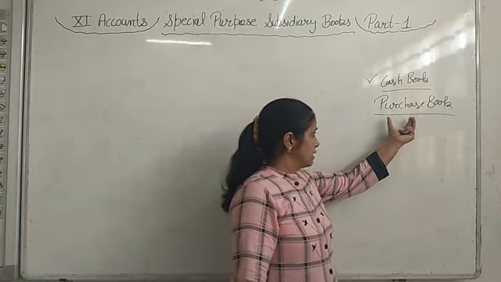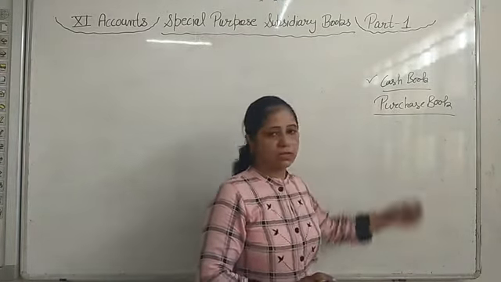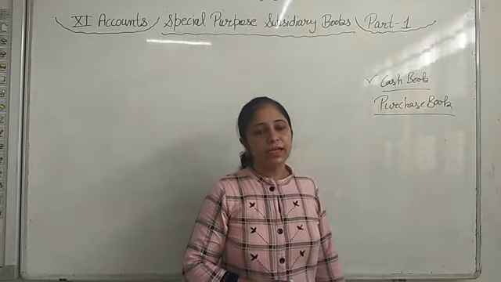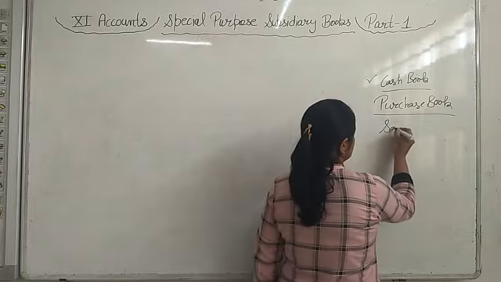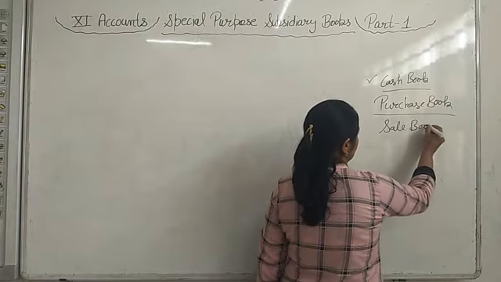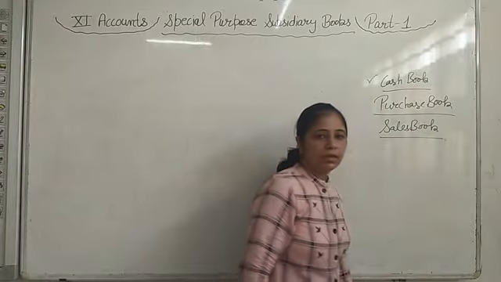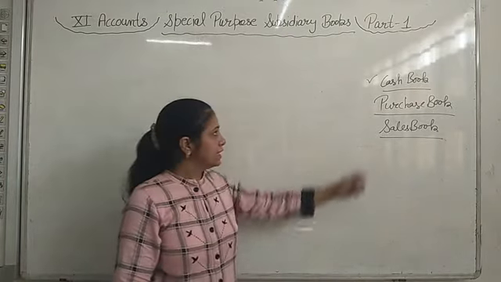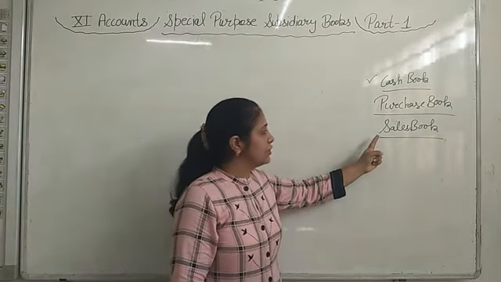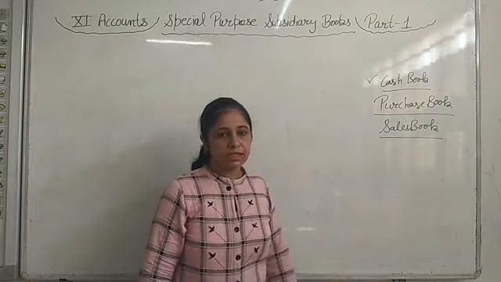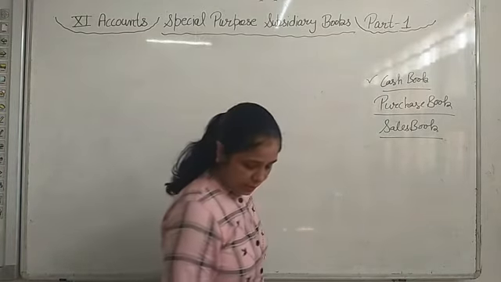When credit purchases are many, they open the purchase book for the record of credit purchase transactions. Another book is the sales book. If there is a cash sale, we record it in the cash book, but for the credit sale, we should open the sales book. Now after that, the purchase return book.